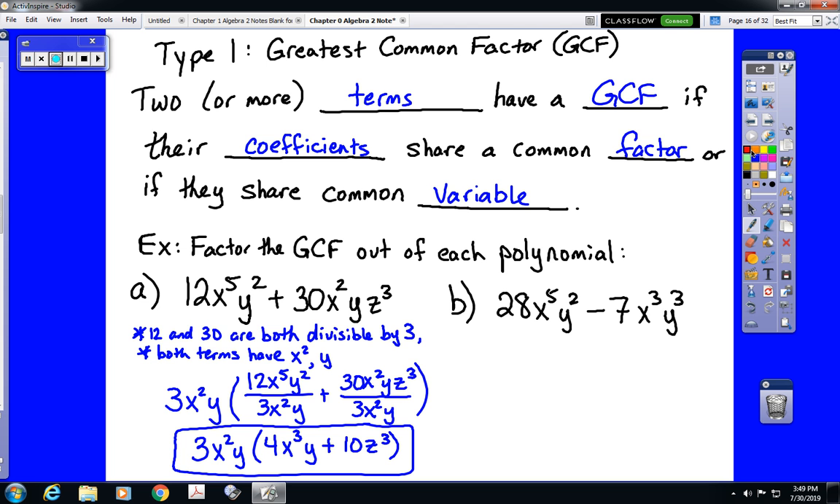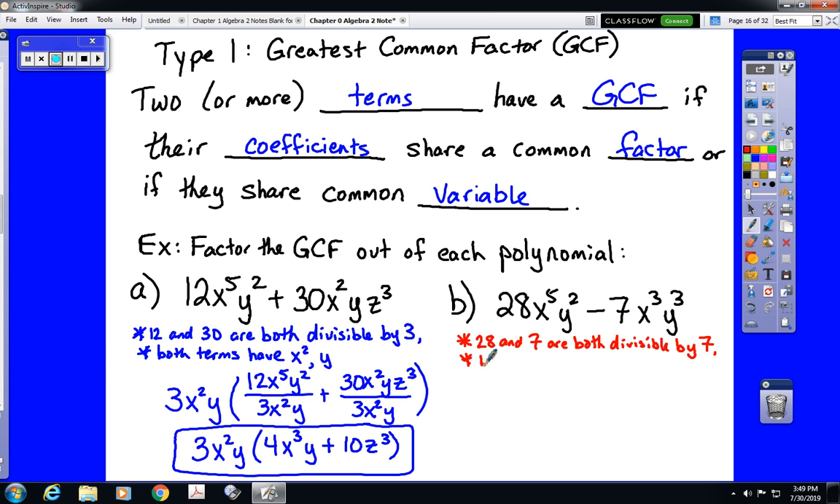So let's do letter B. We'll do it in a different color so we can't confuse the work. So again, we have to ask ourselves, 28 and 7, what is the common factor there? Well, 28 and 7 are both divisible by 7.